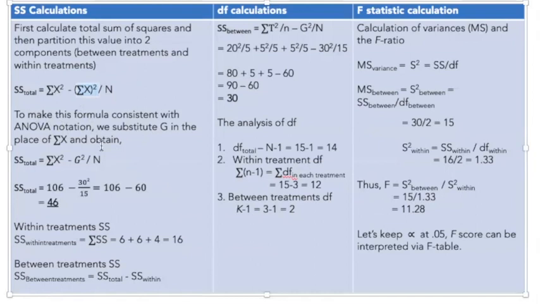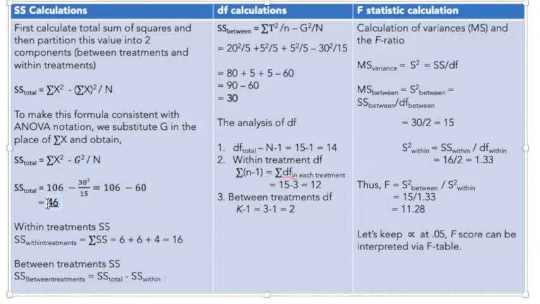So I have mentioned it here. So sum of squares total, that calculation is sigma x squared minus G squared over n. So that is 106 minus 30 squared divided by 15. Now that answer is 106 minus 60. So the answer is 46. That is your sum of squares total.